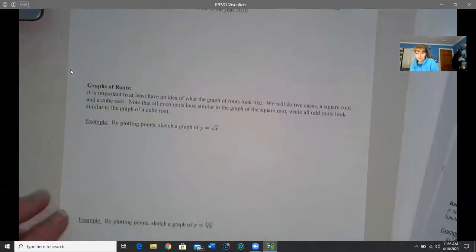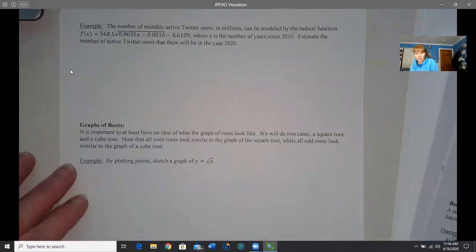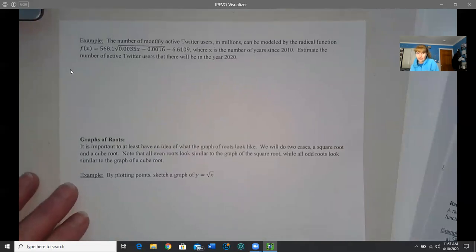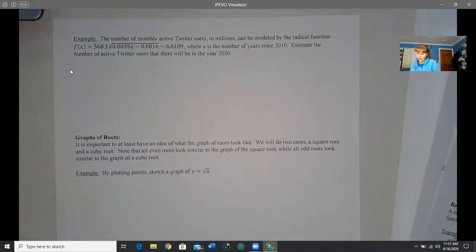All right. We're going to look at a story problem. We're going to look at some graphing. What do these look like graphed? I'm graphing these roots, because we know what an even power looks like. We know what an odd power looks like, but what about these square roots? What do they look like? But before we do that, let's do an example.